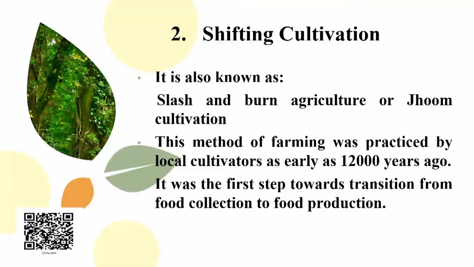In early times, humans practiced hunting and food gathering. Use of tools was limited and the level of mechanization was low. Second cause is shifting cultivation. It is also known as slash and burn agriculture or jhum cultivation. This method of farming was practiced by local cultivators as early as 12,000 years ago. It was the first step towards the transition from food collection to food production.